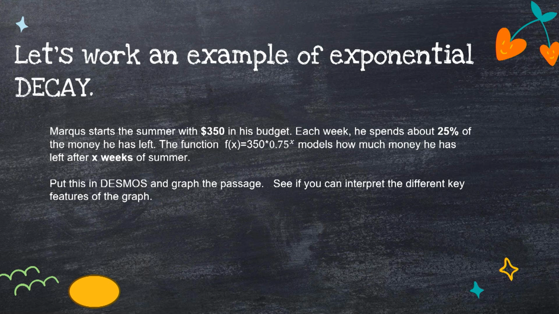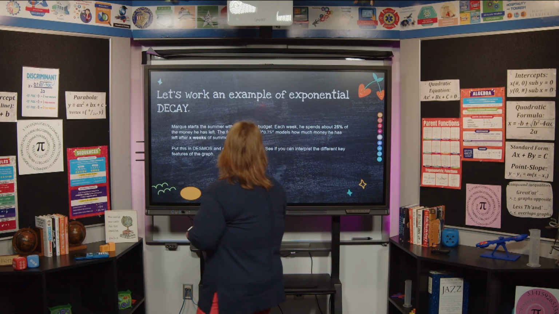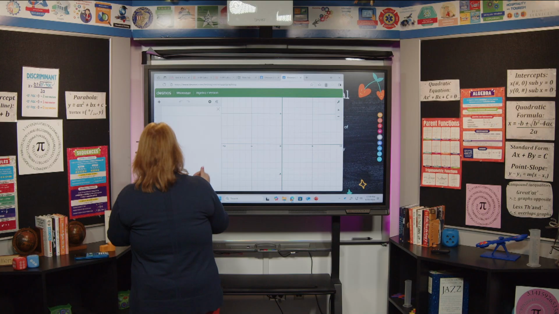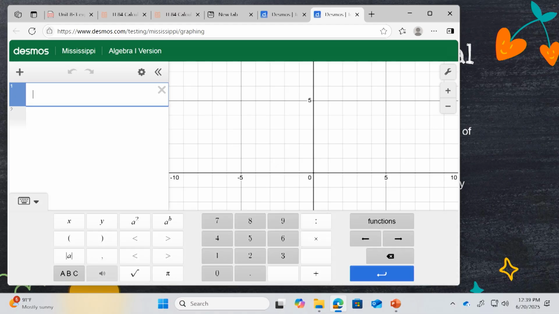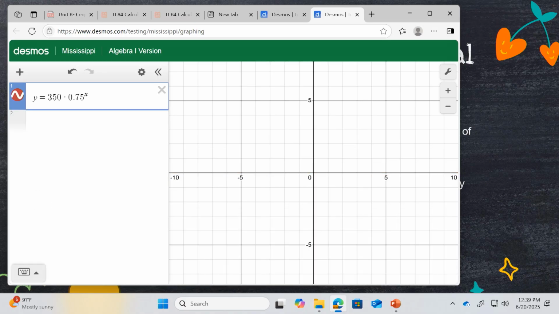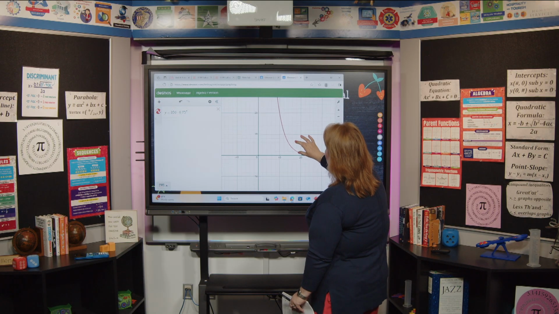So what I want you to do is pull up your Desmos and let's go ahead and put this into our Desmos. So here's Desmos. And instead of f of x, we're going to use y equals, and then I have 350 times 0.75 to the x. Now, Ms. Killen, I don't see anything. Remember over here on the right where we can scroll out or we can scroll in? So here we are.